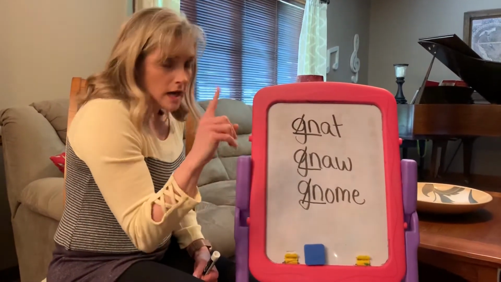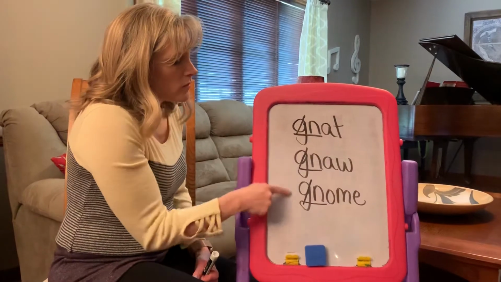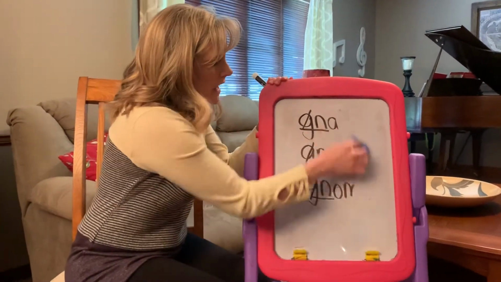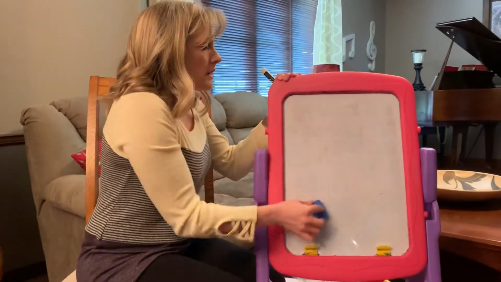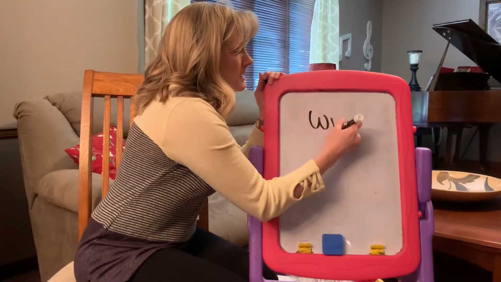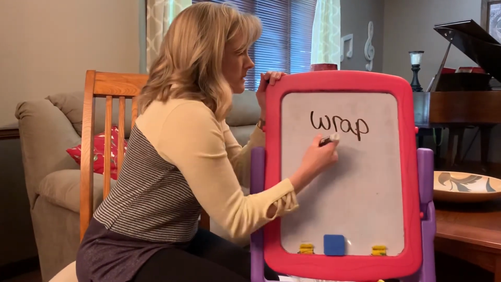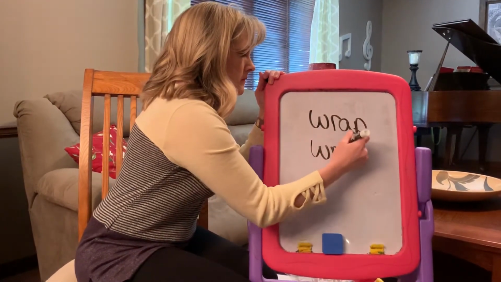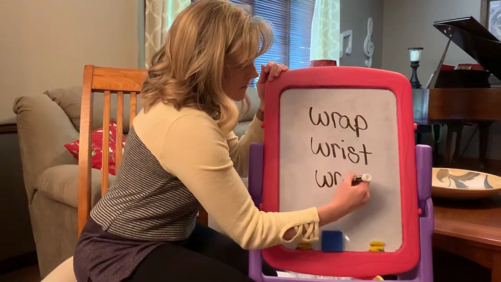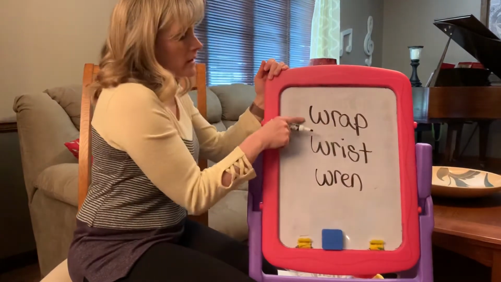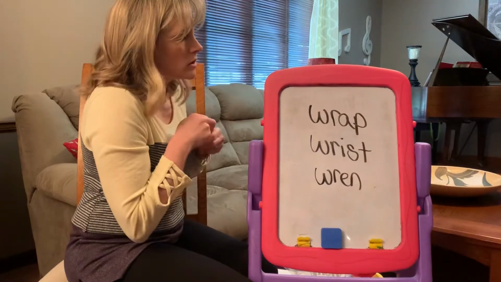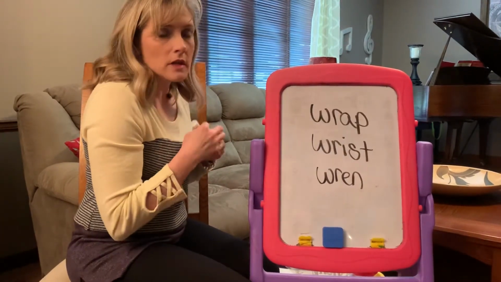We have one more digraph to learn today, and I want to tell you one more thing about this GN here in just a minute. So I want you guys to hold tight on that. So we've got that. And then our last digraph that we're going to learn today is this one. We have wrap, wrist, and wren. And if you say those, we don't hear the W, do we? So again, this is our third ghost letter digraph.